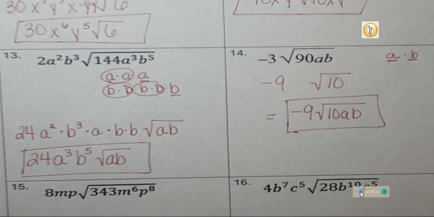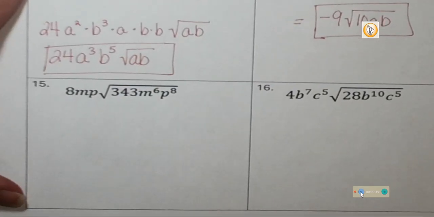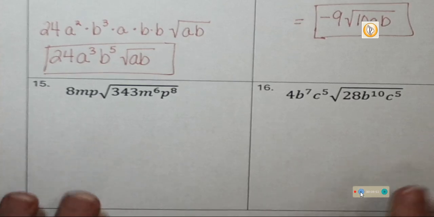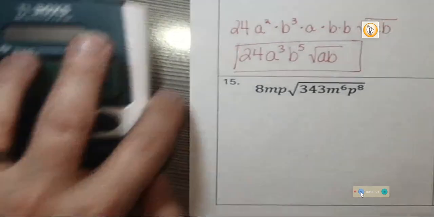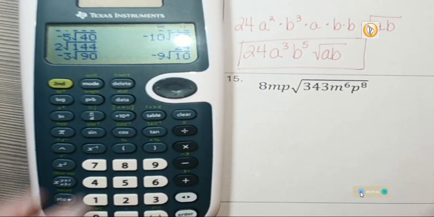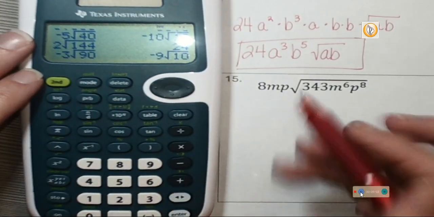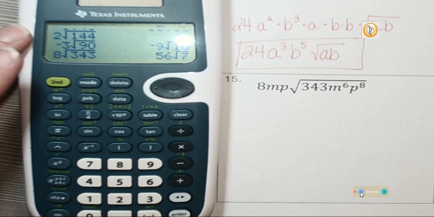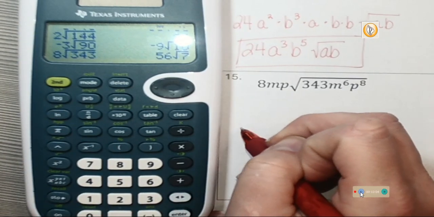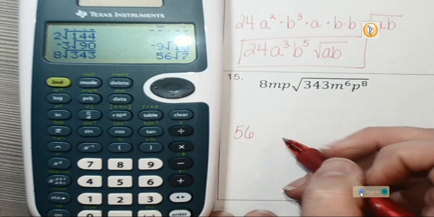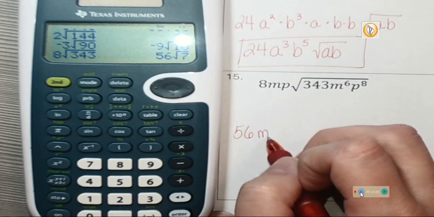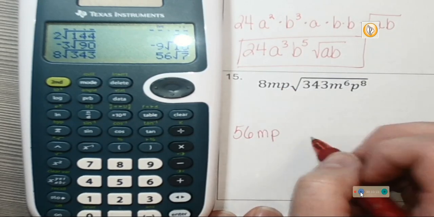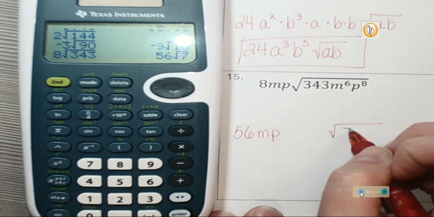All right. 15 and 16, I see a lot more variables, okay? If I had to do this and break it all the way down myself, it would take me a while. But now that I know how to break it down, I can use my calculator to speed it up. So I'm going to type in 8 square root of 343. Let's look at what that gives us. We've got 56. Bring down your m and your p that's already there, and your square root of 7.